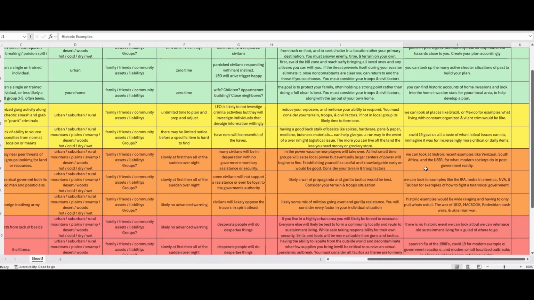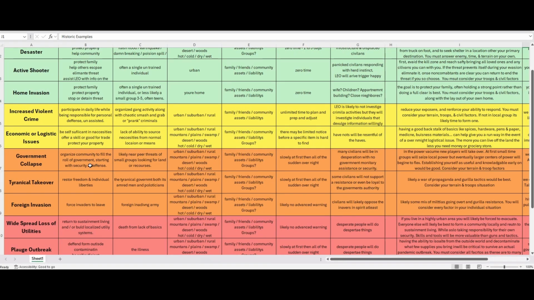Historic examples. We can look to historic recent examples like Venezuela, South Africa, and the USSR for what modern societies do in post-government reality. All right.